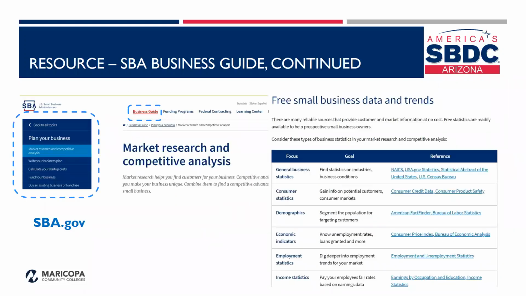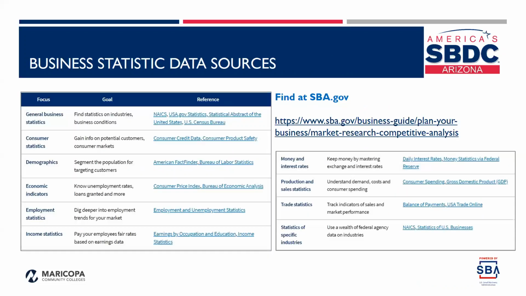From the Business Guide section, you select the Market Research and Competitive Analysis option. On this page, you will find basic information about this topic, but then scrolling down towards the bottom, you will find a table of business data sources with active links. Now here's a closer view of the list of data sources found on that SBA.gov website under that Market Research and Competitive Analysis tab. As you can see, there are a variety of free data sources to explore.